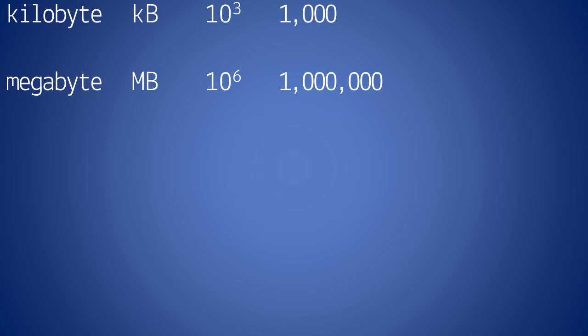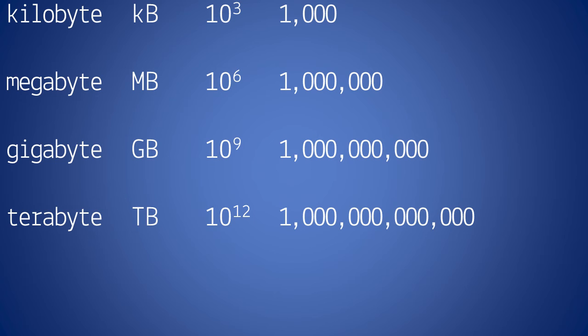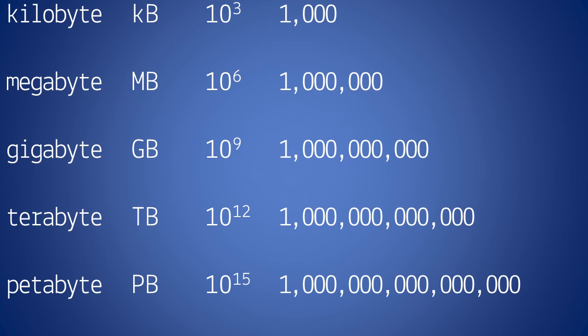A megabyte contains 1 million bytes. Therefore, when the Mac OS showed that a 10 million byte file contained 10 MB, it was correct. A gigabyte contains 1 billion bytes. A terabyte contains 1 trillion bytes, and a petabyte contains 1 quadrillion bytes.